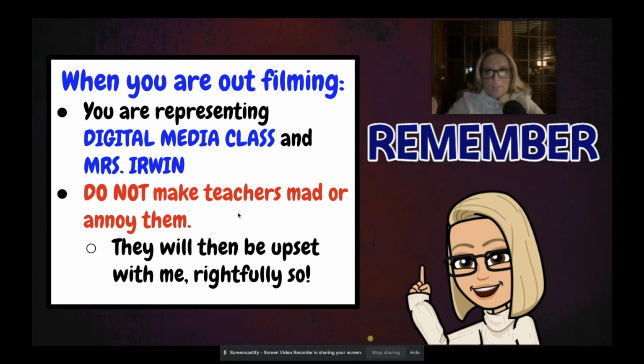Just because you have a media pass on doesn't give you the right to just barge on in and be rude and disrespectful. And in the past, I have gotten emails from teachers, phone calls from teachers, and I do not appreciate that at all. So again, when you are out there, remember to be the most respectful.